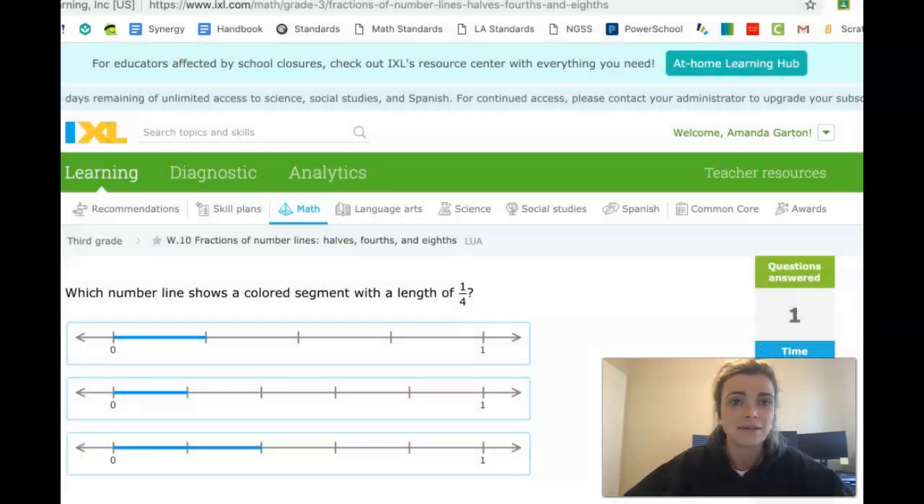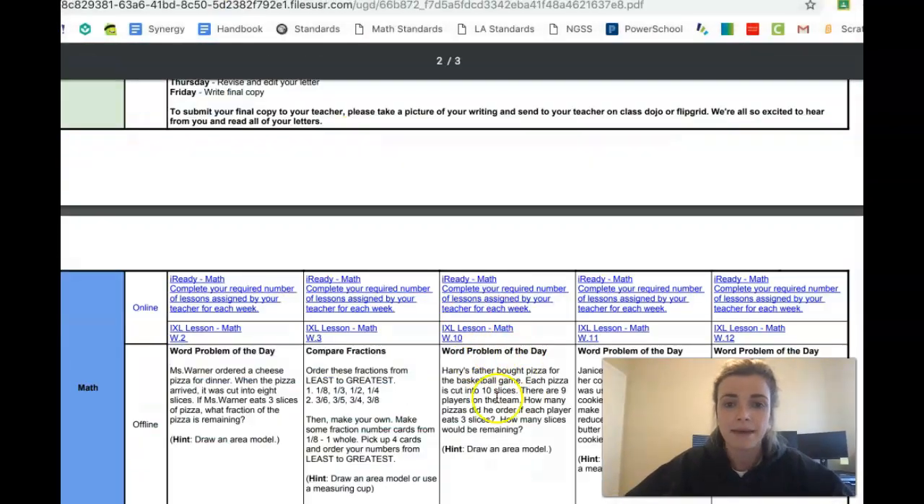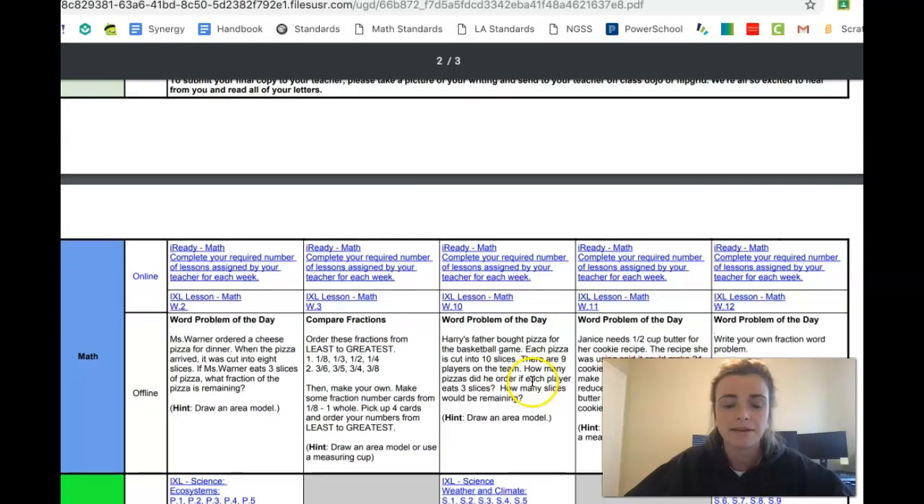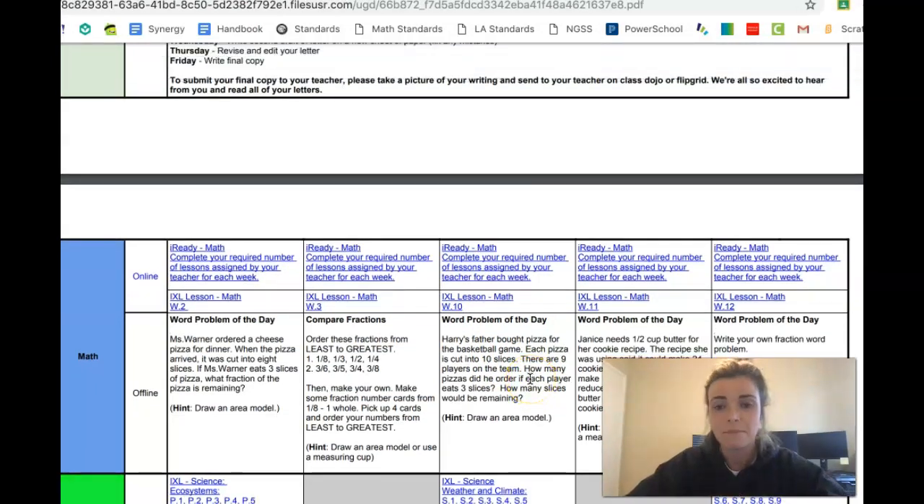So looking back now, that is for math. And your word problem of the day, third grade, I am loving these area models that you guys are building. I am seeing so many good pictures. I see squares, I see rectangles, circles. You guys are all working different ways and it looks really good. So I'm very proud of you for that.